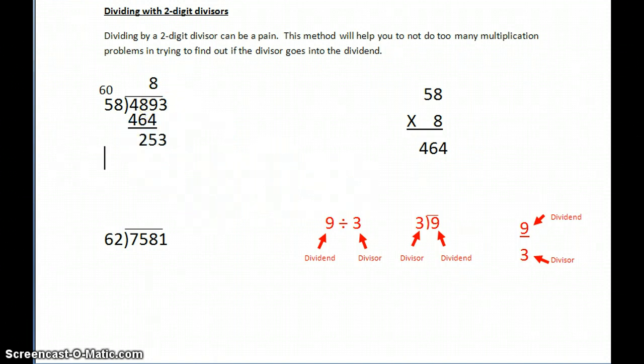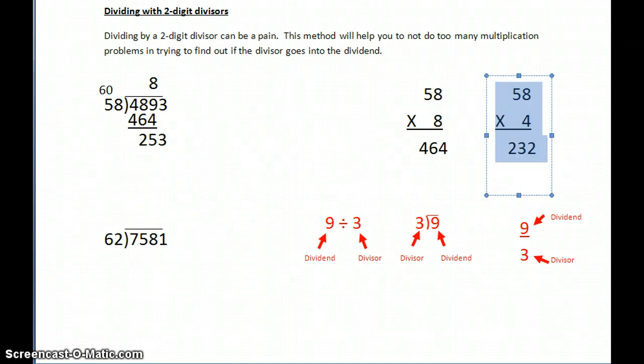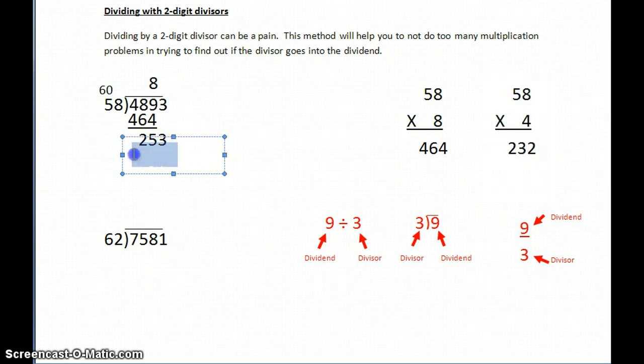So I'm going to do the same thing. Instead of saying 60 into 253, I'm just going to say 6 into 25. Well, that's about 4 times. So I'll do my original number of 58 times 4, and I see it gives me 232. So perfect. 232, then I'll subtract. And I forgot to highlight my number up here.